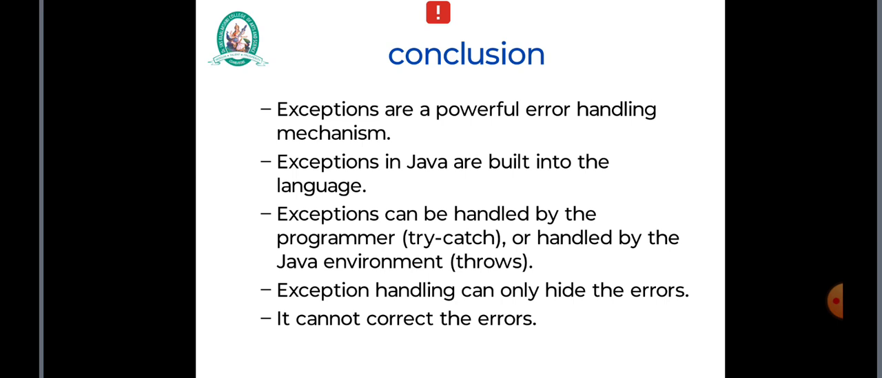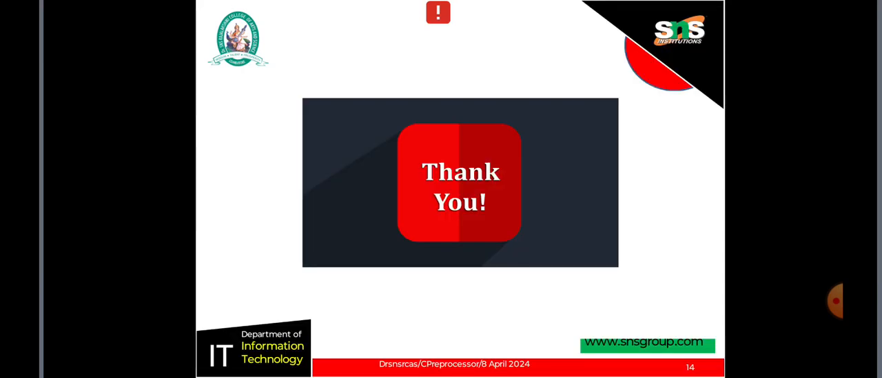In conclusion, exceptions are a powerful error handling mechanism. Exceptions in Java are built into the language, and exceptions can be handled by a programmer with try catch, or handled by the Java environment. Exception handling can only hide the errors, it cannot correct the errors.